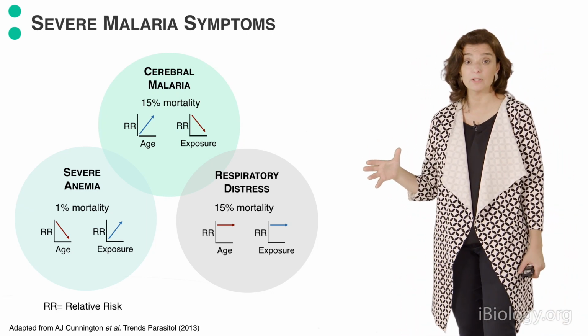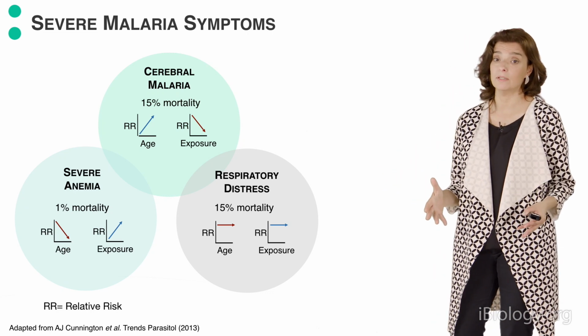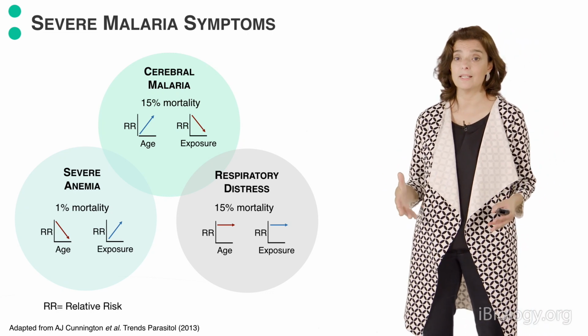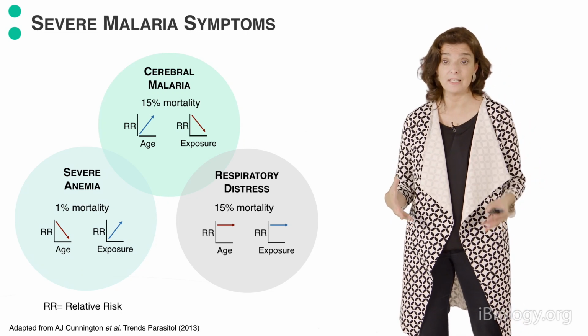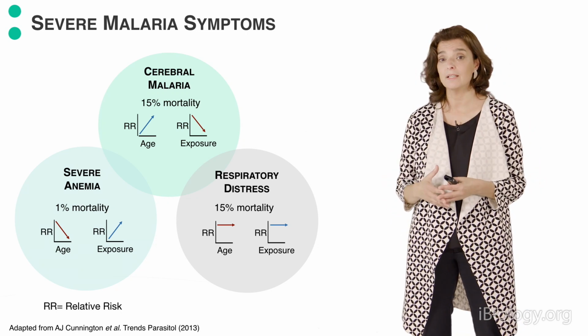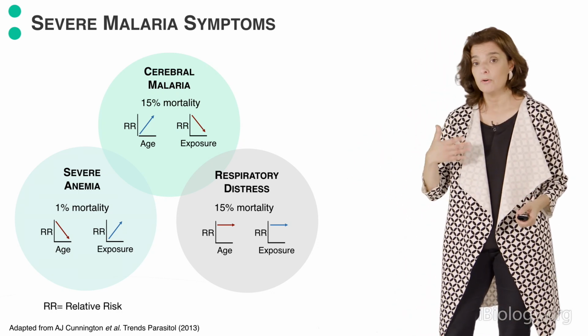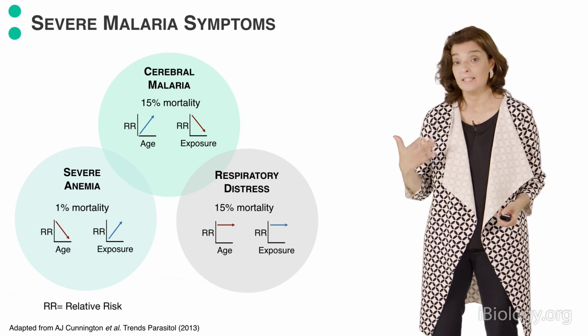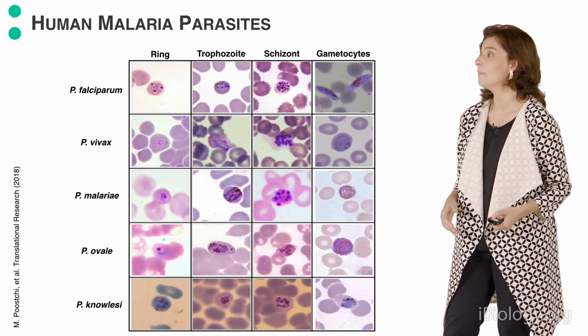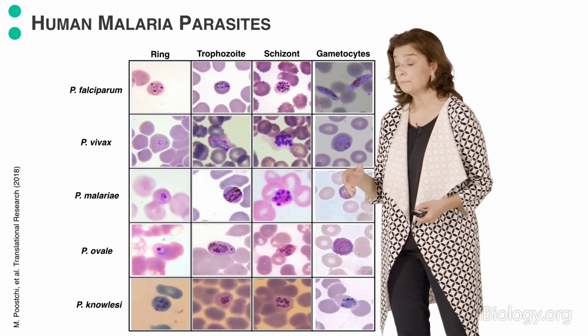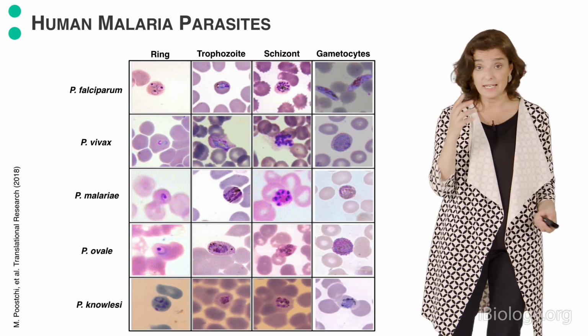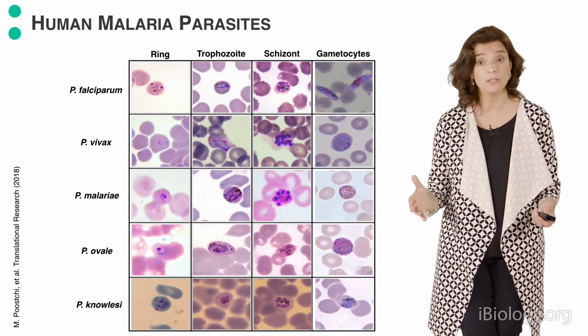And this is very important also when we think to tackle the disease itself. We need to understand the complexity of this disease. It is not a single disease, but a multi-parametric type of syndrome that can result in death by these malaria parasites.